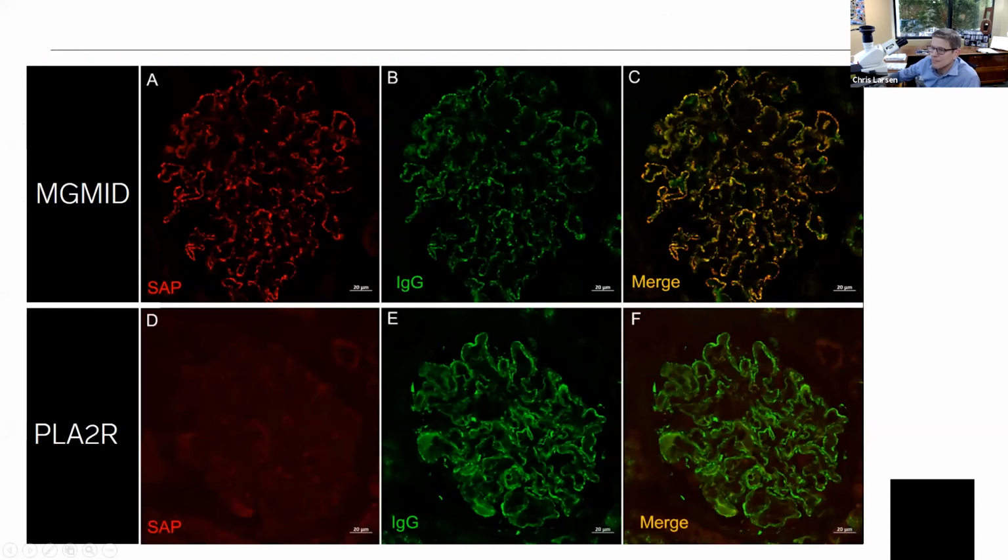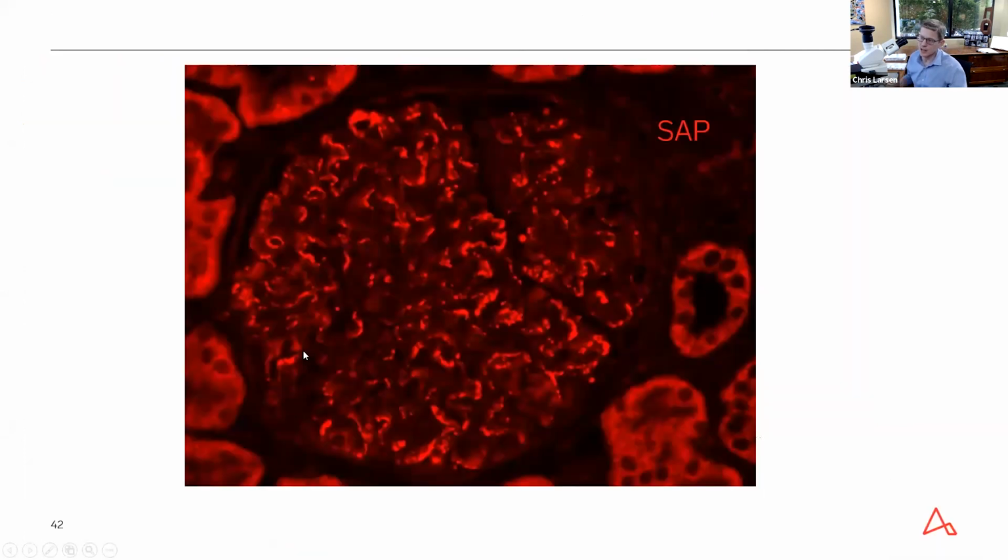So SAP is positive in this entity and co-localized with IgG, but it did not stain positive in other types of membranous. So today we use this as a biomarker in cases. We don't do all the co-localization, but if it's positive, that's a confirmatory test of this entity.